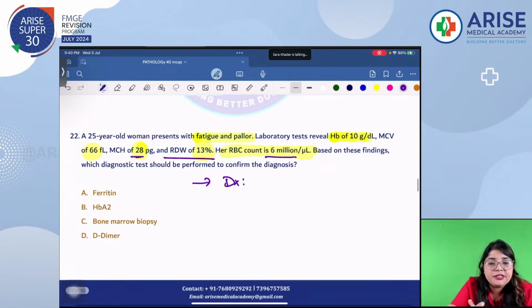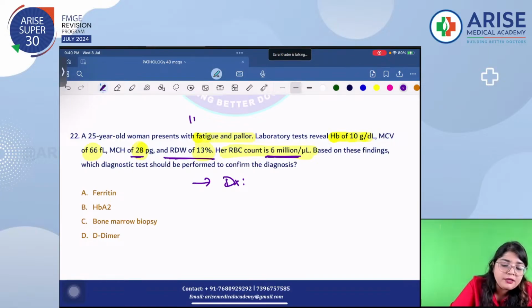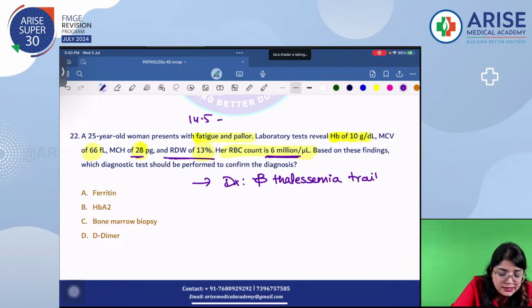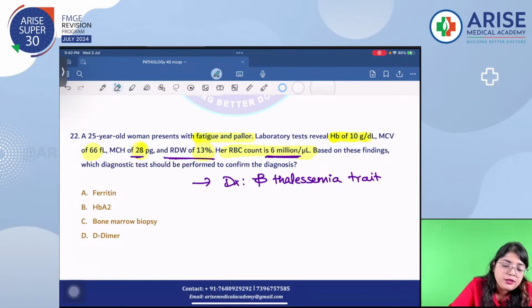So guys, if this was iron deficiency anemia, the RBC count should have decreased. The RDW should be high, because iron deficiency anemia shows you an increase in RDW. RDW is normal here, right? 14.5 to how much is normal, guys? Do you remember? So what is the diagnosis here? This must be beta thalassemia trait. Why is this beta thalassemia trait? I'll tell you. What is Mentzer's index?